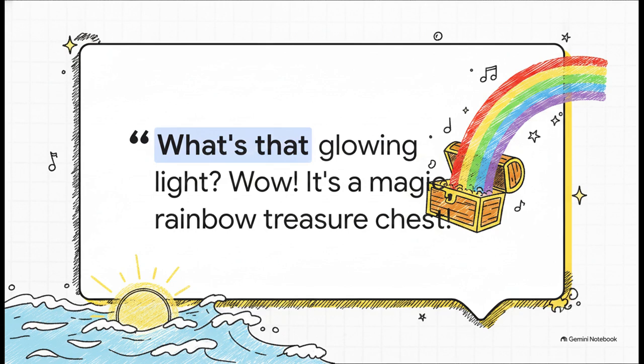What's that glowing light? Followed by, wow, it's a magic rainbow treasure chest. These are immediate, high-contrast visual hooks. A glowing light in a dark blue sea. A magic rainbow treasure chest. The script is purposefully designing an irresistible mystery that forces the viewer's eyes to stay glued to the screen. You just have to know what's inside that chest.